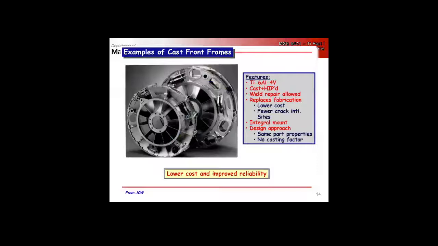Just showing, this is just cast Ti-6-4, then hipped, hot isostatic press, to close up any casting porosity or casting defects that form. And this sort of jumps into one of the reasons why Ti-6-4 is so popular a titanium alloy. It can be welded. It's a pain to do. I mean, you need a good welder. I can't do it. I blow through it every time.